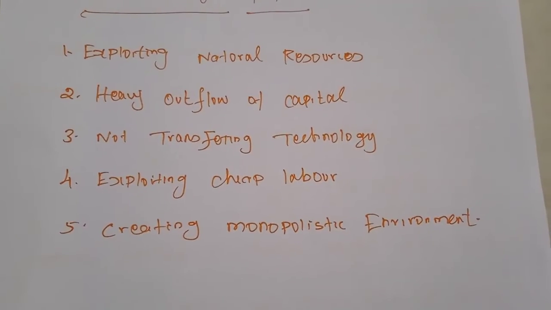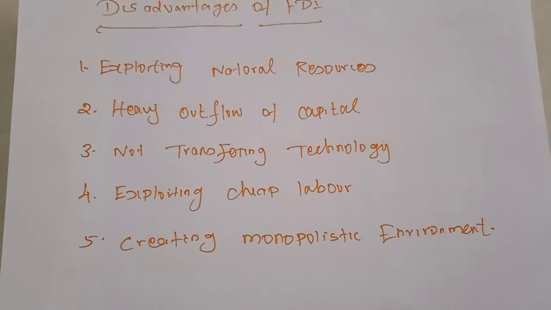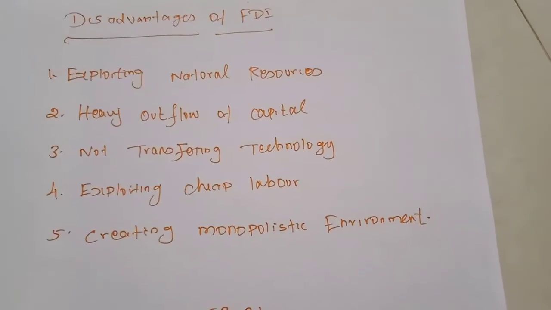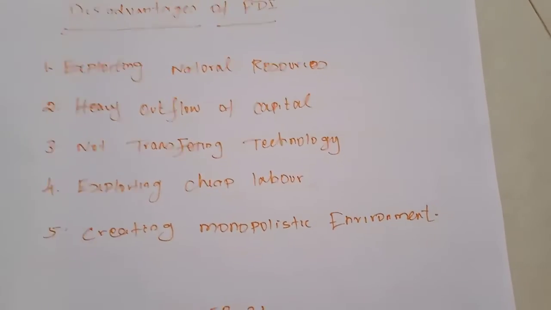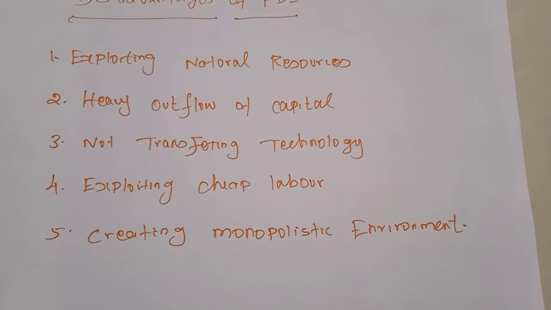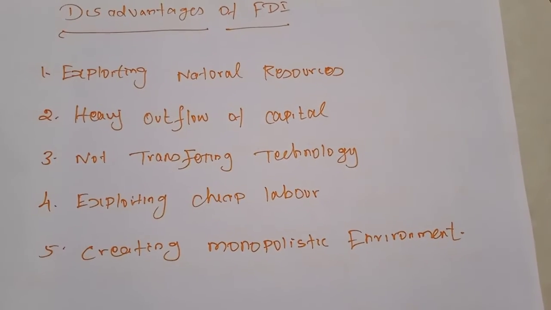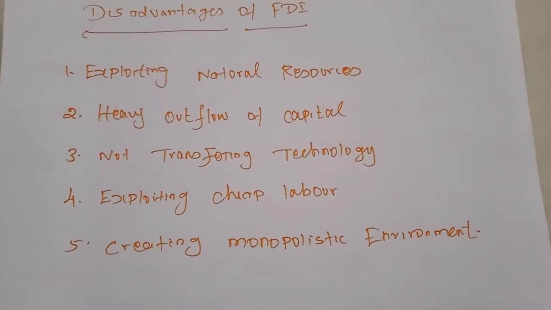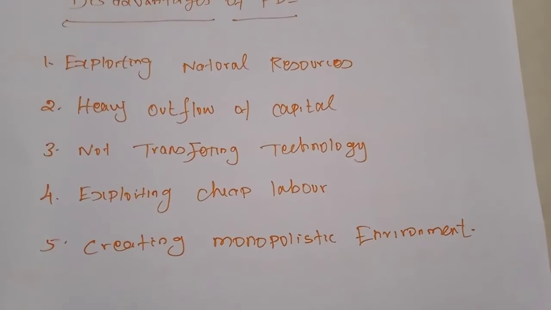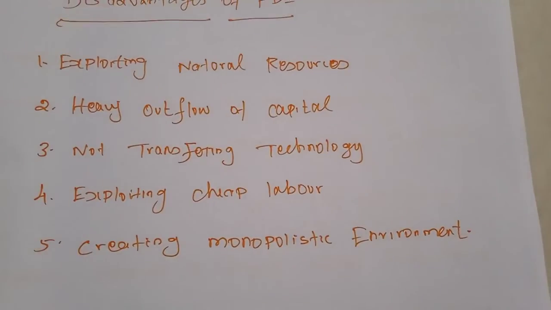Next, heavy outflow of capital. The foreign companies are said to take away huge funds in the form of dividends, royalty fees, etc. They will only provide salary for their employees in the host countries, but all the profit in the name of dividends, royalties, fees, etc. will go to the other countries. So this causes a huge outflow of capital from the host countries. Even the manpower and the natural resources, everything will be moving from our host countries to the investors' countries.